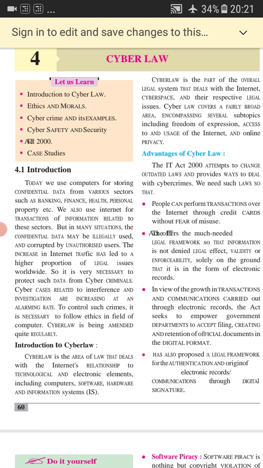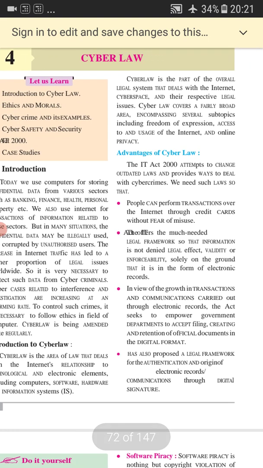Cyber law is the area of the law that deals with the internet's relationship to technological and electronic elements, including computers, software, hardware, and information. So cyber law is the part of the overall legal system that deals with the internet, cyberspace, and their respective legal issues. So it covers a large area depending upon the usage of the internet and online privacy.